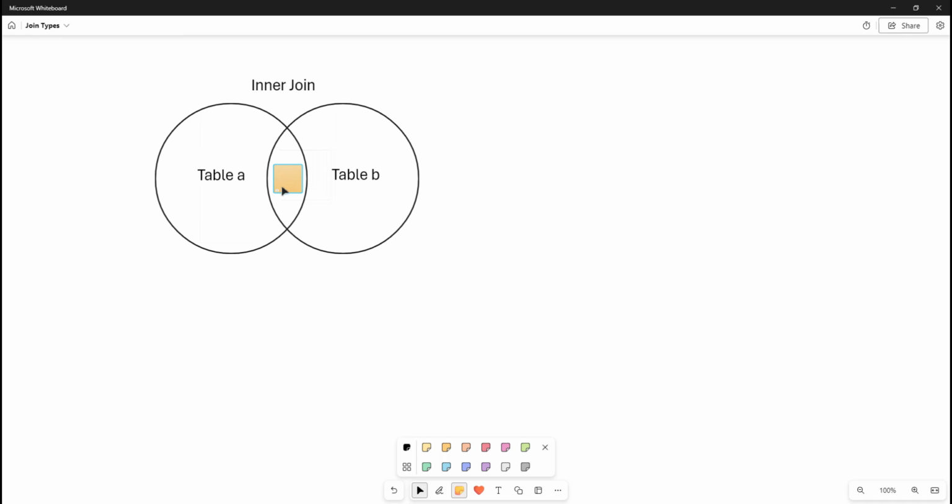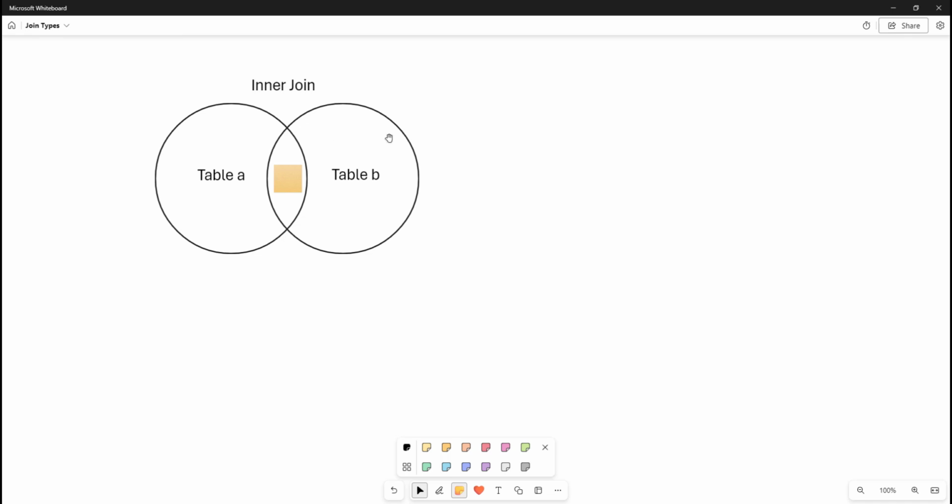What it means is that if we have a record in table A and a record in table B, it must exist in both tables. So if we had ID1 in table A and ID1 in table B, then that would be satisfactory. We'd bring back the record from table A and table B because it exists in both tables. And that's what an inner join means. It has to exist in both tables when we join those two tables together.